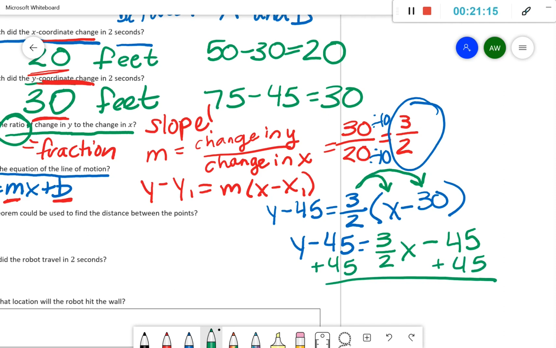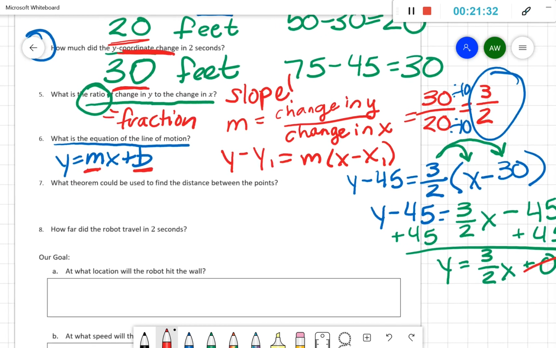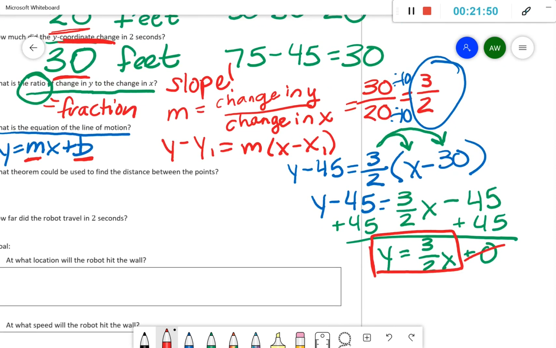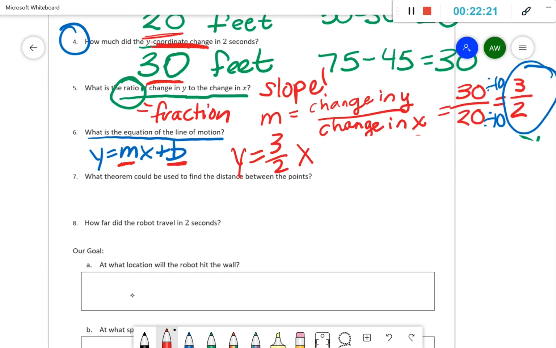And actually, something really great happens where we just get y is equal to 3 over 2x. The 45s cancel each other out because negative 45 plus 45 is equal to 0, so we don't actually have to write the plus 0 part on the end. That means our final answer is y is equal to 3 over 2x. I'm going to erase part of this so that it's not taking up so much space and just write our final answer.